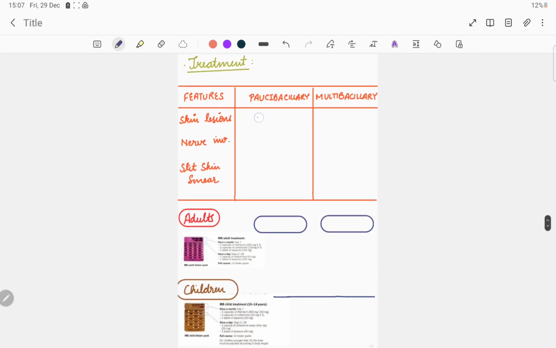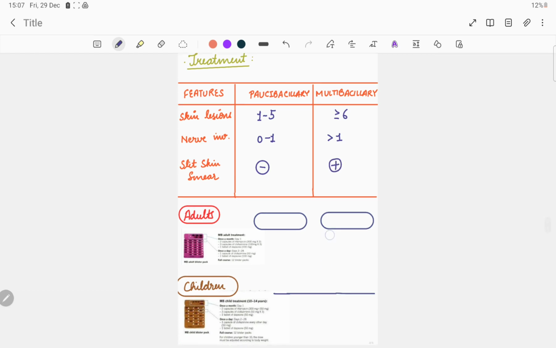In paucibacillary, the skin lesions are just 1 to 5. In multibacillary, they are 6 or more. The nerve involvement is 0 to 1 in paucibacillary, and more than 1 in multibacillary. And the slit smear will turn out to be negative here, and here it will be positive.